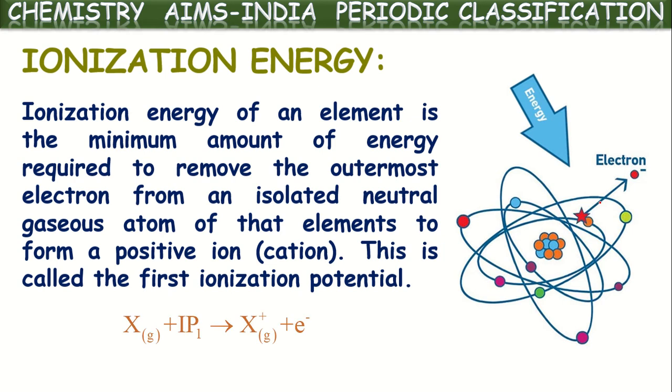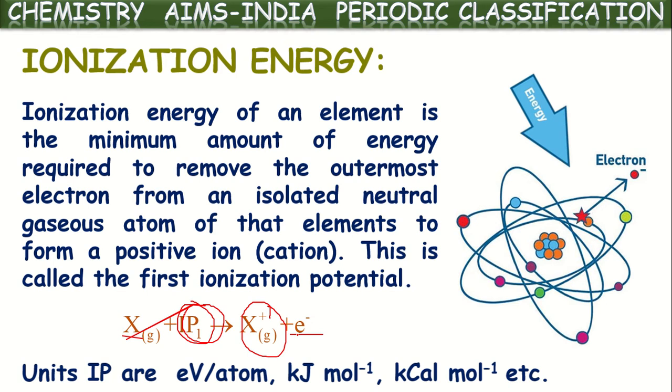Okay, so it can be expressed equationally like this. Suppose an element X is taken in isolated gaseous atomic form. From that atom, the minimum amount of energy required to remove an electron from its outermost orbital is known as ionization potential. So if ionization potential is given to a neutral gaseous atom, then by taking this energy, that atom will eject an electron and form a positive ion. The amount of energy required by that atom to eject this electron is called ionization potential.